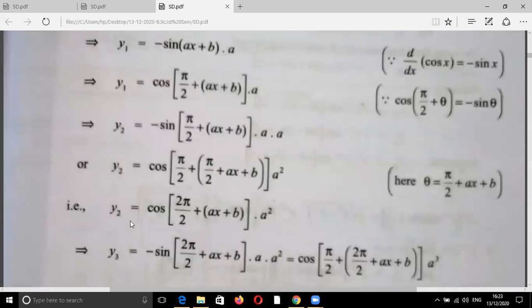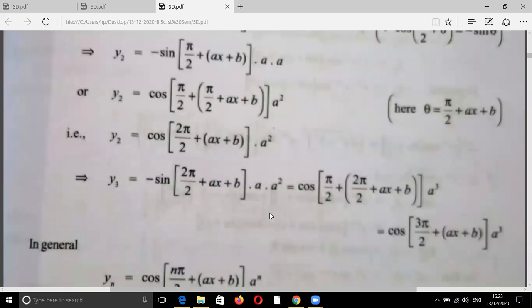Now what you got finally is y2 equals cos of (pi by 2 plus pi by 2, that is 2 pi by 2, plus ax plus b) into a square. Okay, now y3, this is also in the same way.